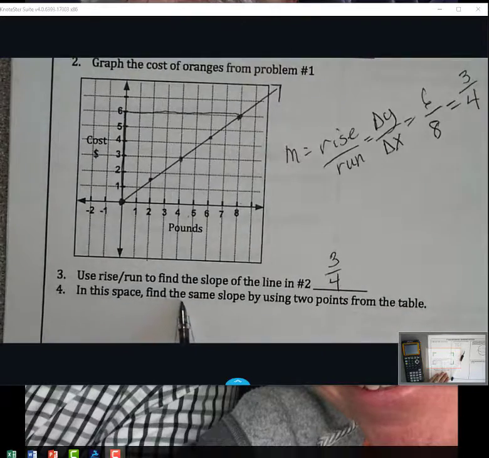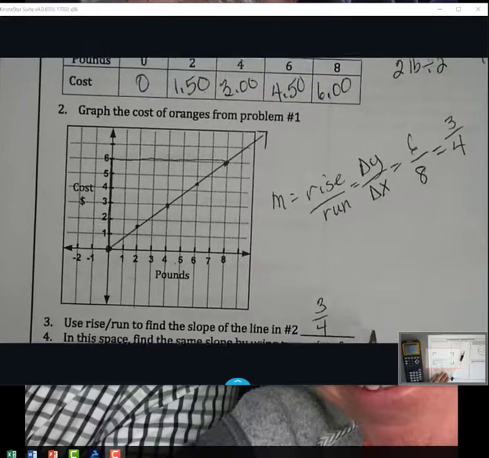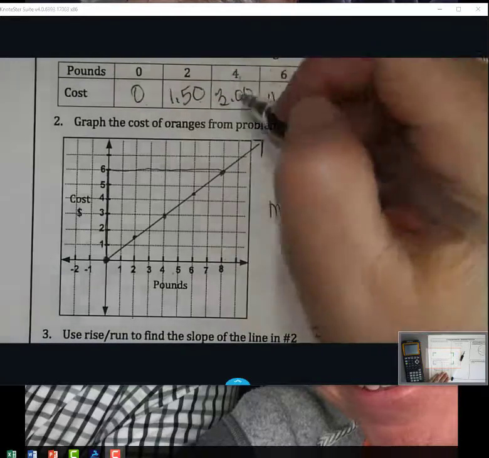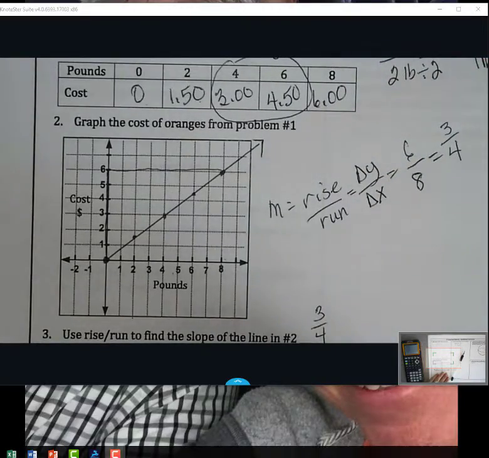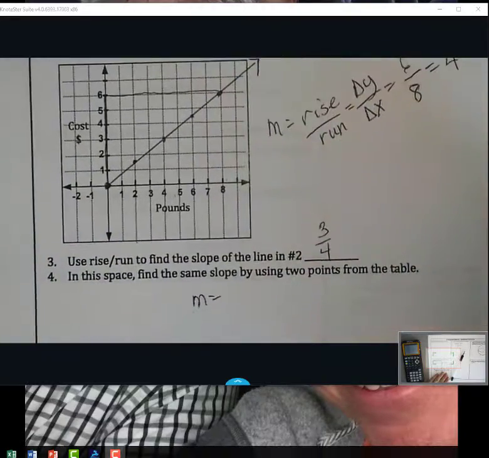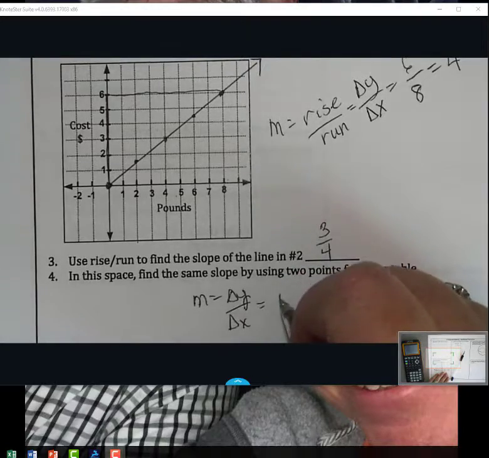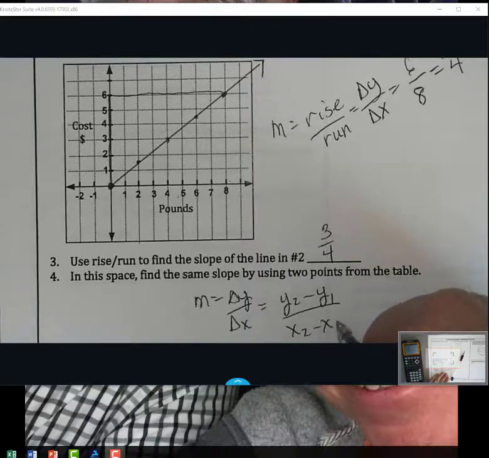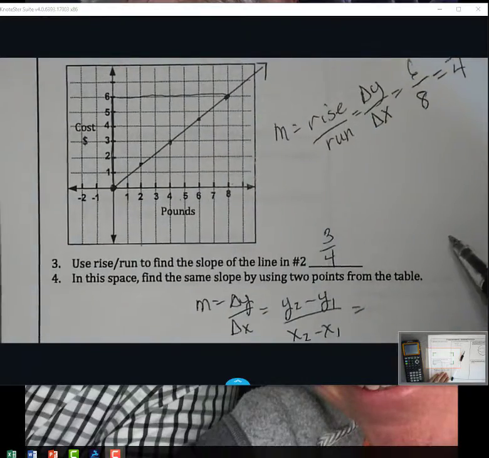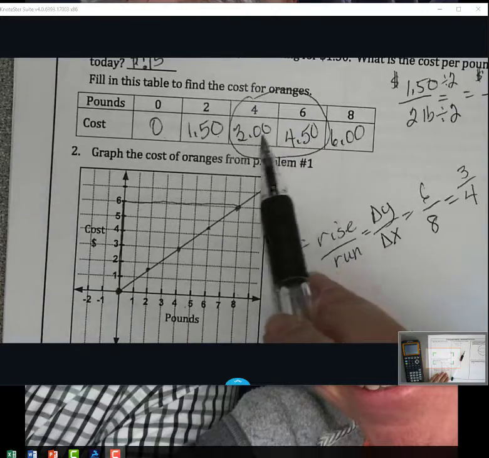In this case, find the same slope by using 2 points from the table. Okay? So I'll use this point and this point. Okay, so I know that slope is the change in y over the change in x, which is y sub 2 minus y sub 1 divided by x sub 2 minus x sub 1. So my y values, that's the cost.